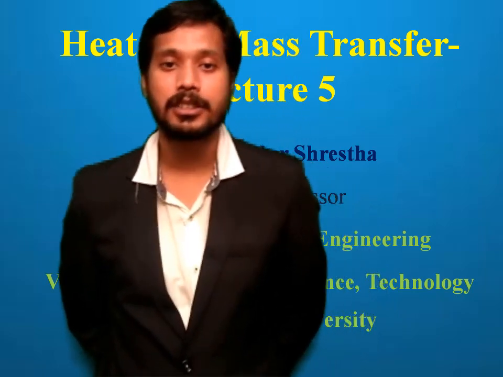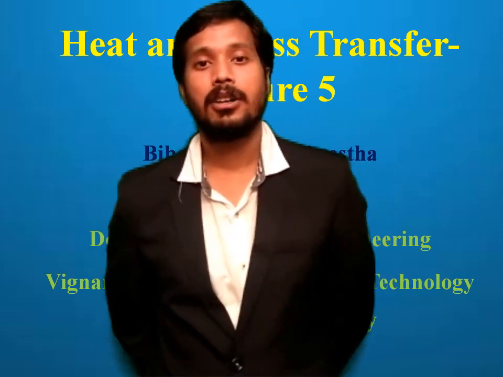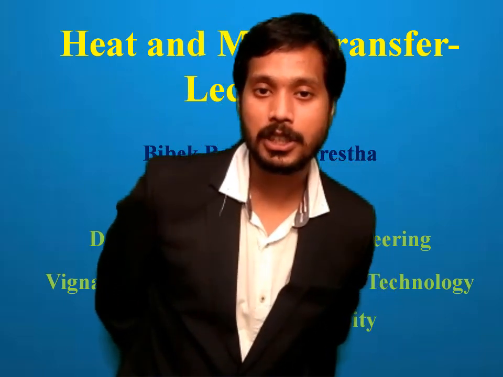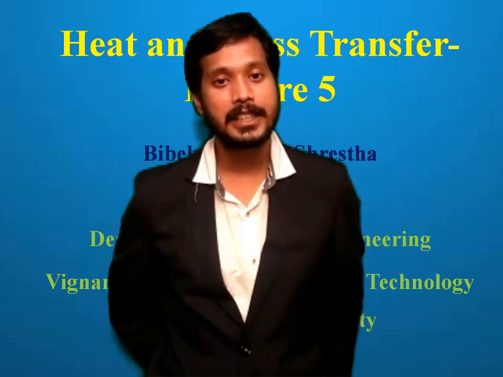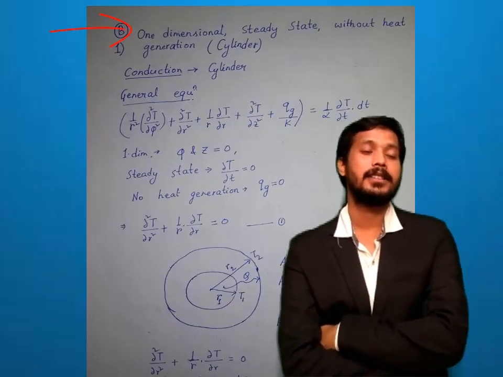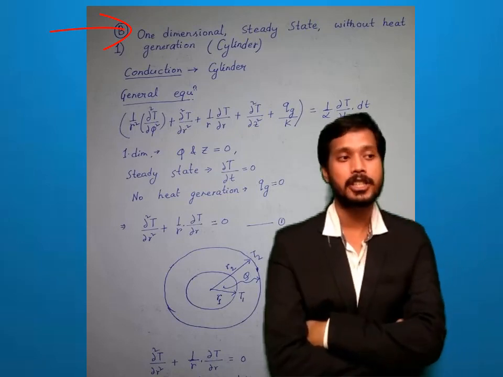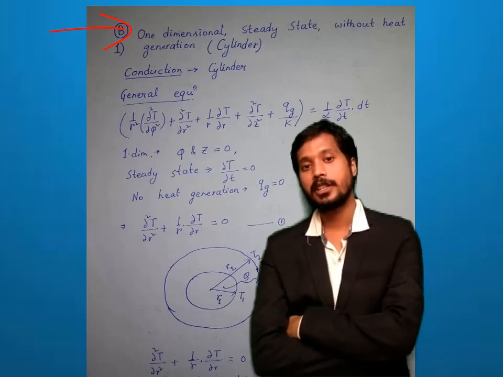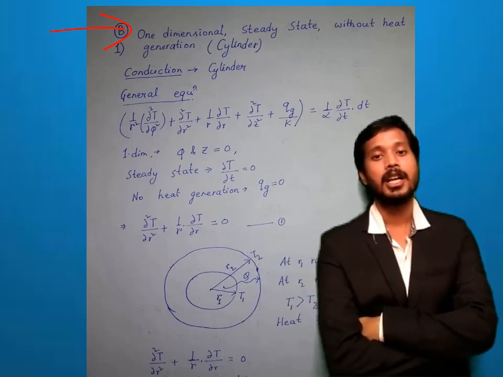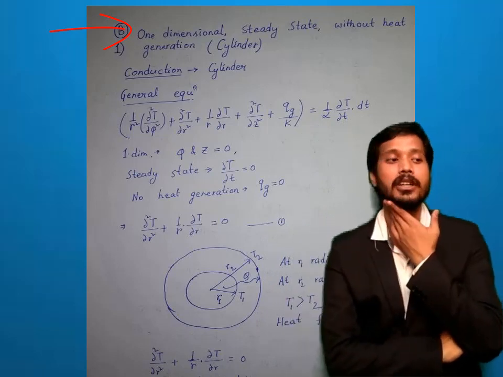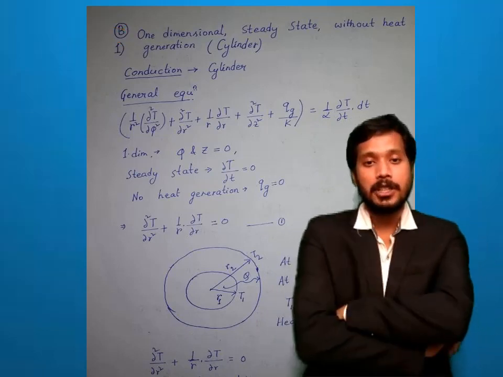Similarly, we will discuss today. We will start from cylinder. What is the amount of heat transfer if it's one dimensional and steady state? So here you see in this case one dimensional steady state, without heat generation, and a cylinder. So definitely the mode of heat transfer is conduction and the body is a cylinder. Particularly for this, we have already given the equation.